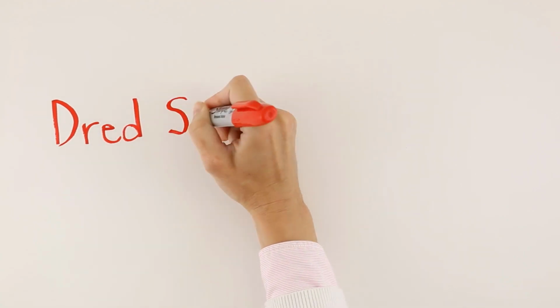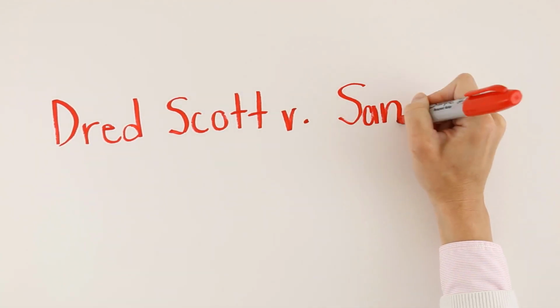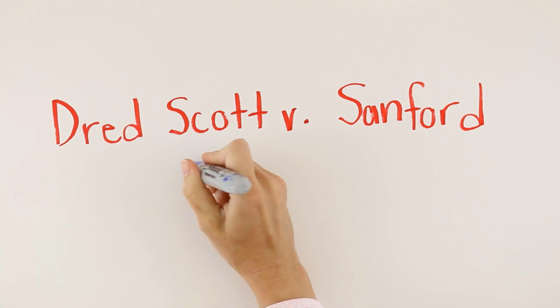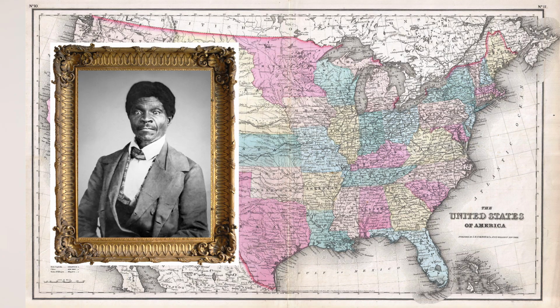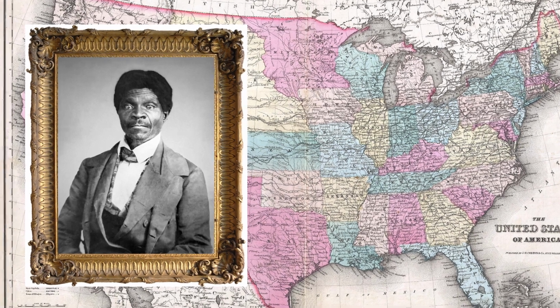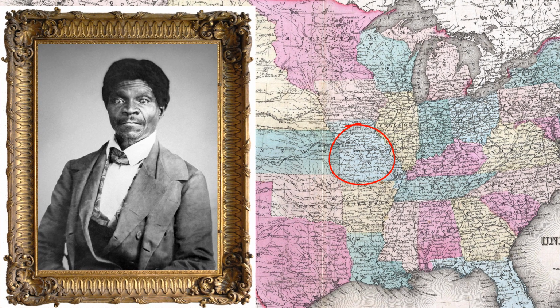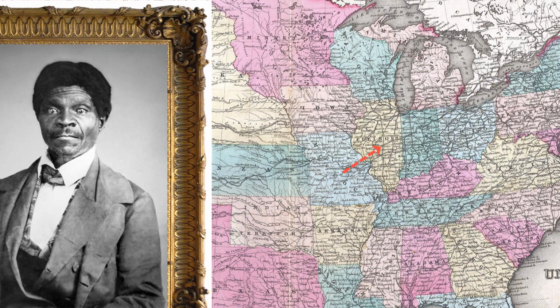The first Supreme Court case we will learn about today is Dred Scott v. Sanford. This case took place in 1857. Dred Scott was an enslaved African American who was living in Missouri, a slave state. In 1834, Scott's owner took him to Illinois, a free state. They then moved to the Upper Louisiana Territory and present-day Minnesota, where slavery was also forbidden. In 1838, Scott and his owner returned to Missouri, which was still a slave state.